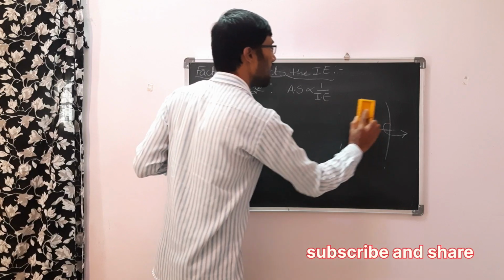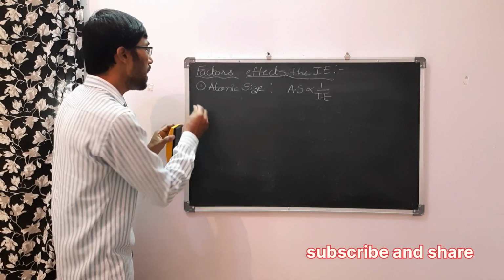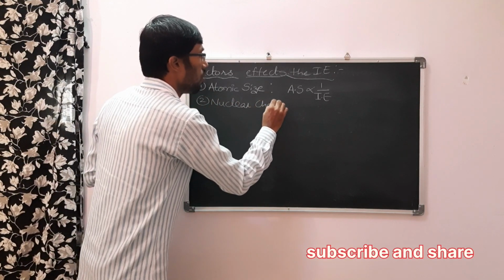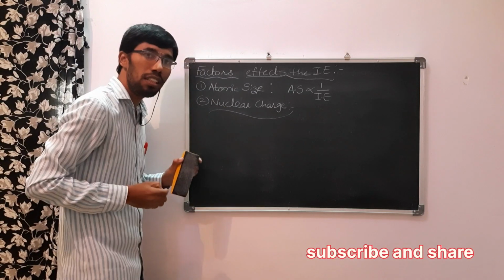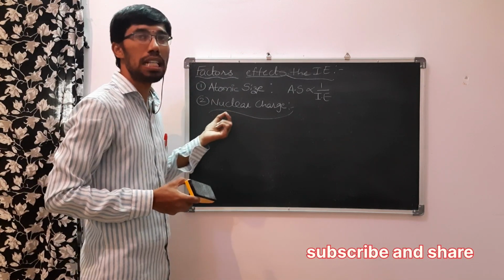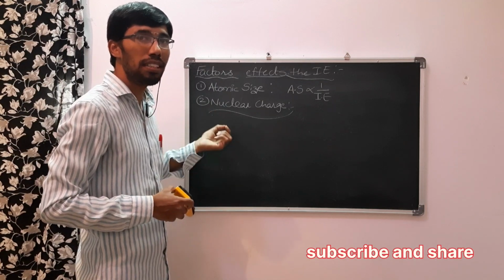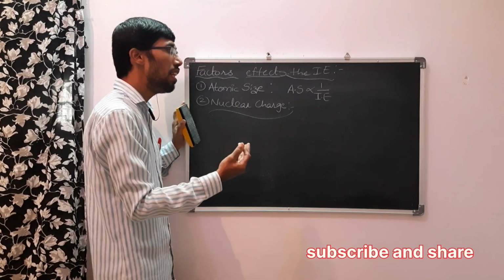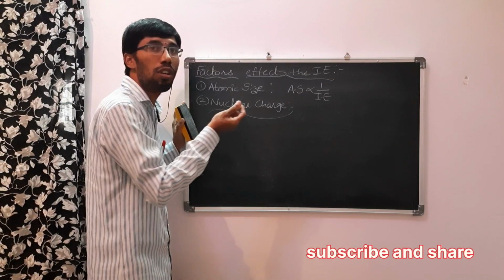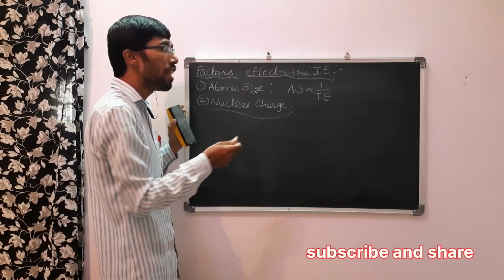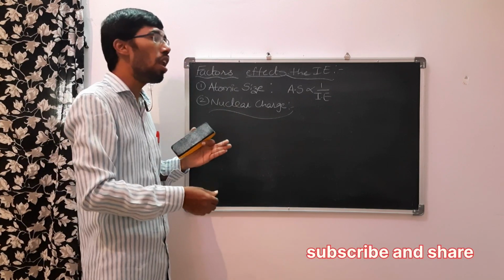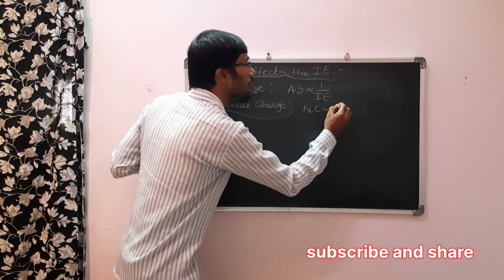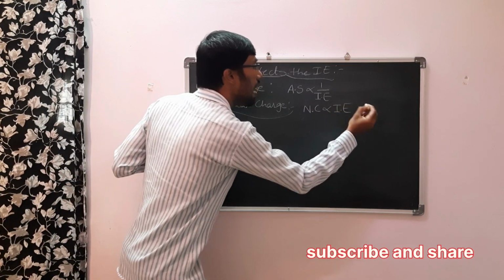Now the second factor is the nuclear charge. Nuclear charge depends on the number of protons present in the nucleus, the center of an atom. If the nuclear charge increases, then the attractive force between the nucleus and the outermost valency electrons increases. So we require more energy for removal of that electron, which means nuclear charge is directly proportional to ionization energy.